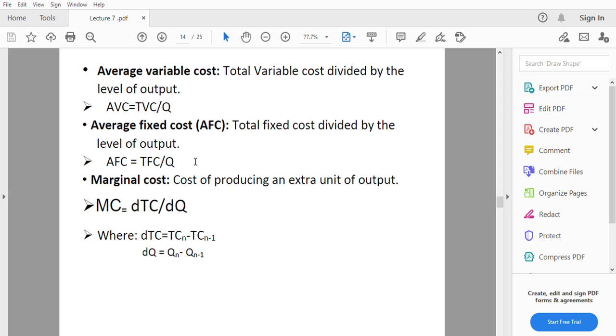Then the last thing is the marginal cost. The marginal cost is the change in TC divided by the change in Q. So it's normally called the delta TC over delta Q, and the delta is basically change. So change in total cost divided by change in quantity. So delta TC is the current total cost minus the previous total cost, that is TC n minus TC n minus 1. And delta Q is Q n, the current quantity, minus the previous quantity. Right.